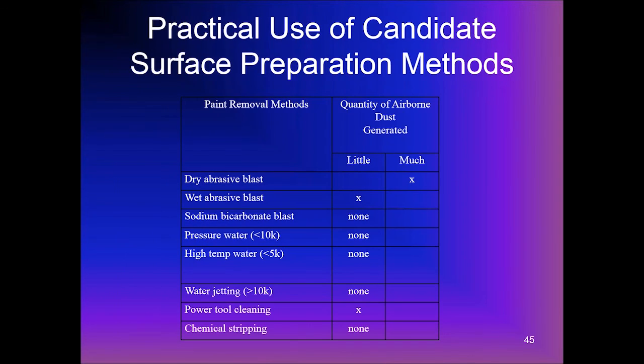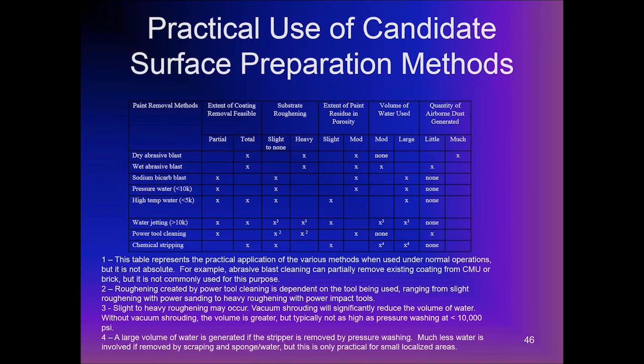Quantity of airborne dust, dry blasting has a lot. Wet is little. Bicarb is basically none. Pressure water, all the water methods are none. Power tool cleaning is little, depending on the method used and whether or not you use vacuums. And chemical stripping really doesn't have anything in the way of airborne dust. So here's that table again. So it's a pretty decent summary to show you how you might assist you in selecting the method of removal you want for a given project.